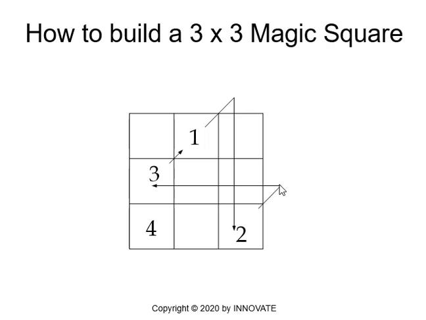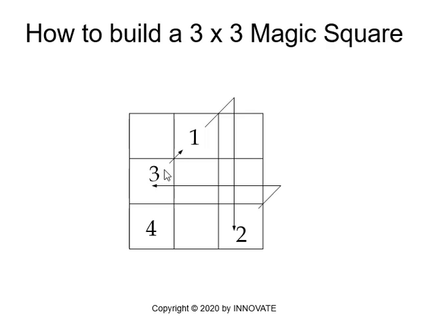Now, the ball vertically will get lost. There's no square here. So the ball will go horizontally to this empty square, and 3 will be here. So we get 1, 2, and 3. So the ball is now here, and the number 3 will be here.